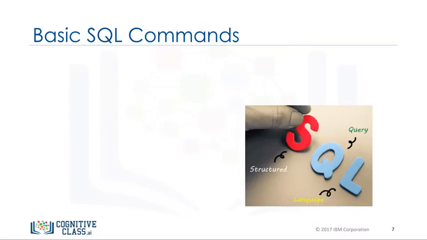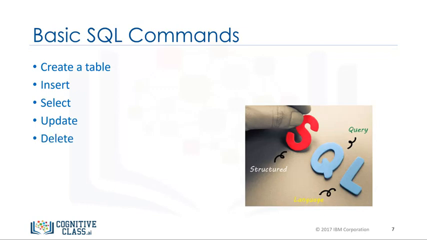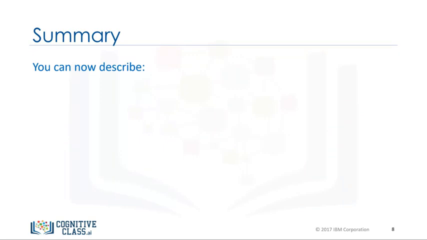For the majority of people using a database, there are 5 simple commands to create a table, insert data to populate the table, select data from the table, update data in the table, delete data from the table. So those are the building blocks for SQL for data science.